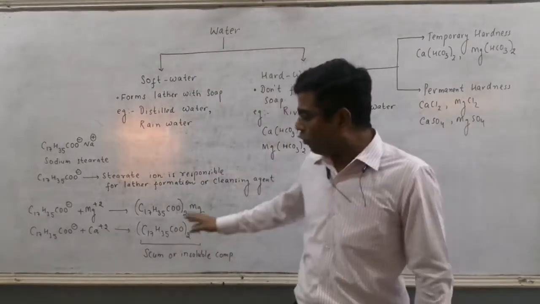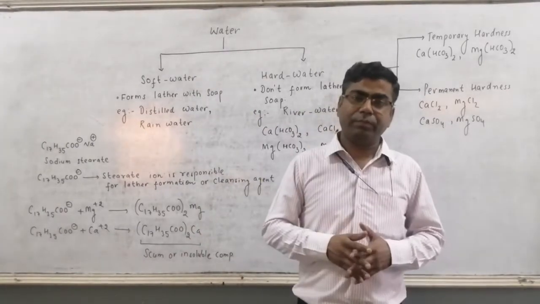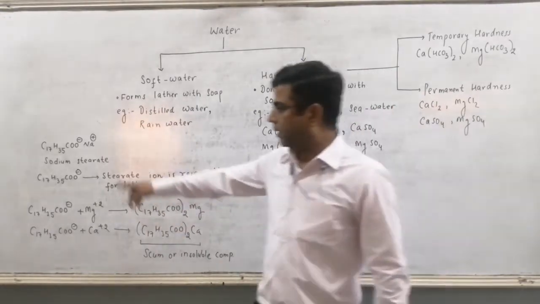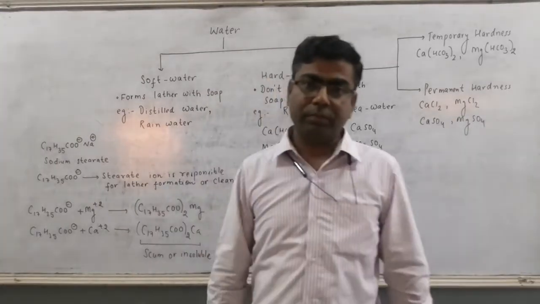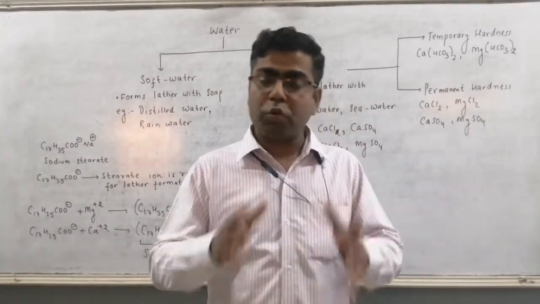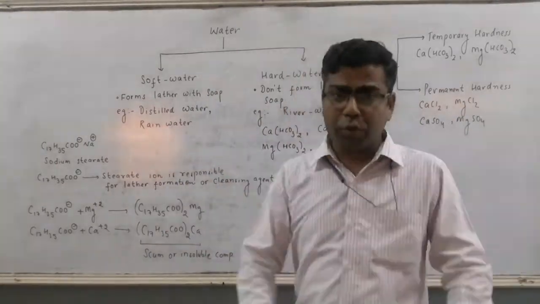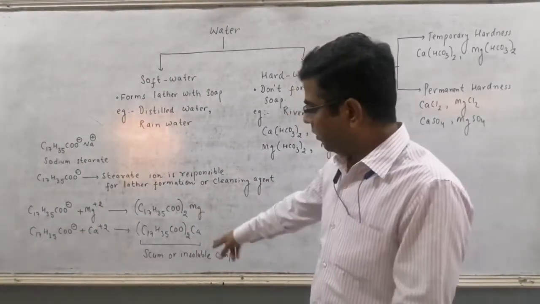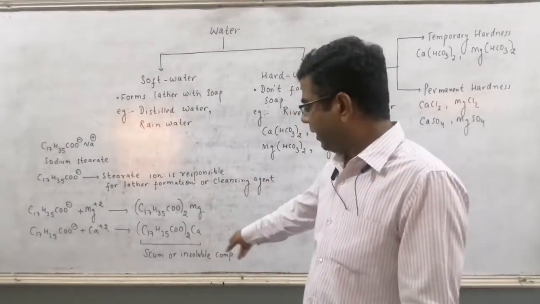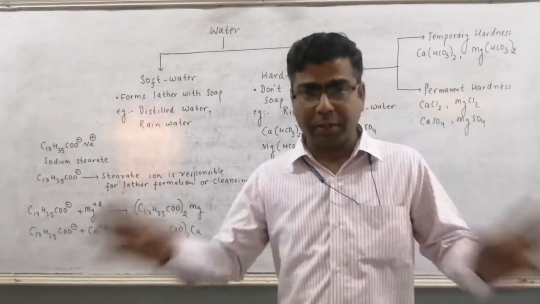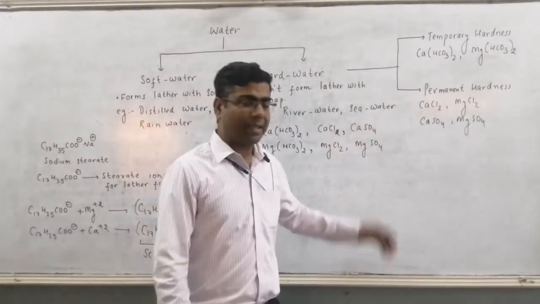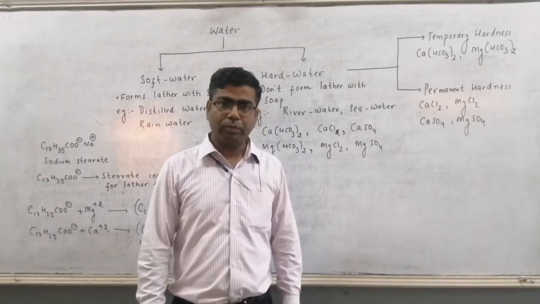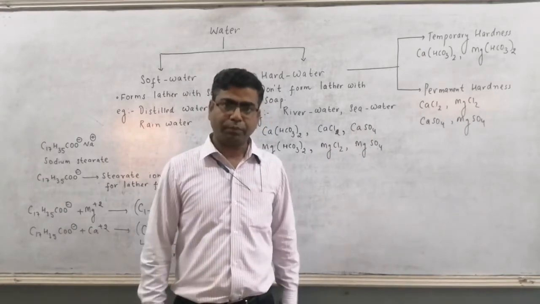So the stearate ion, which is converted to magnesium stearate or calcium stearate, will be totally wasted. When all the Ca+2 ions and Mg+2 ions are removed, then it will start functioning and produce lather. But before that, most of the stearate ion will be wasted, in the form of scum or insoluble precipitate. So that's why hard water does not produce lather or foam in presence of soap.